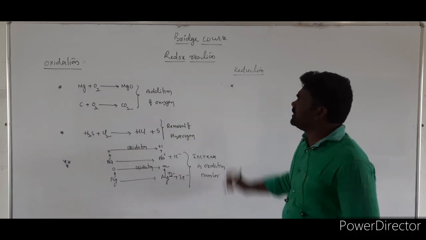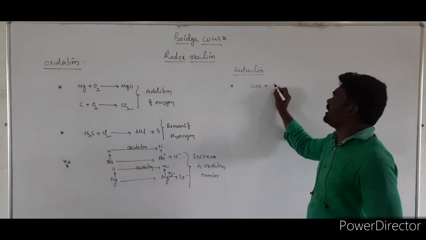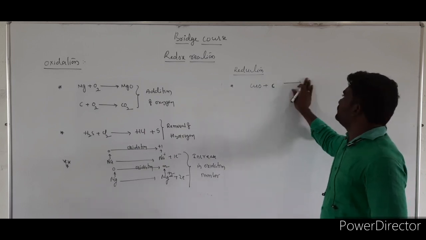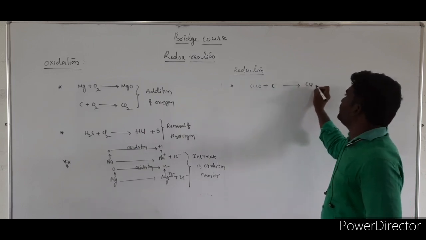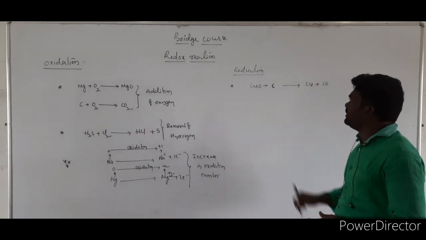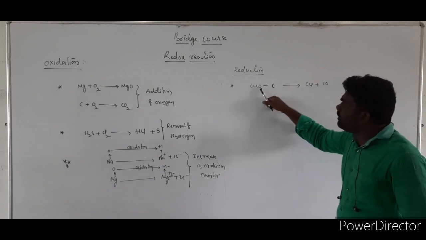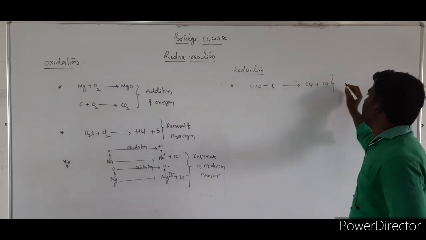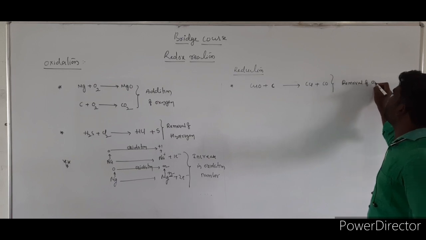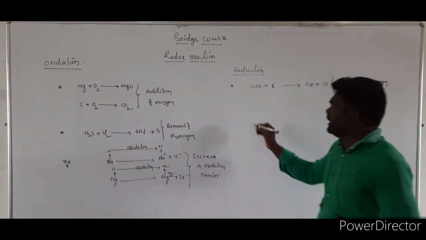First definition. I am taking CuO. CuO reacts with carbon, and copper oxide reacting with carbon produces Cu plus CO. In this reaction, oxygen is removed from the copper. We made the copper free. Removal of oxygen is called reduction. That is one definition.